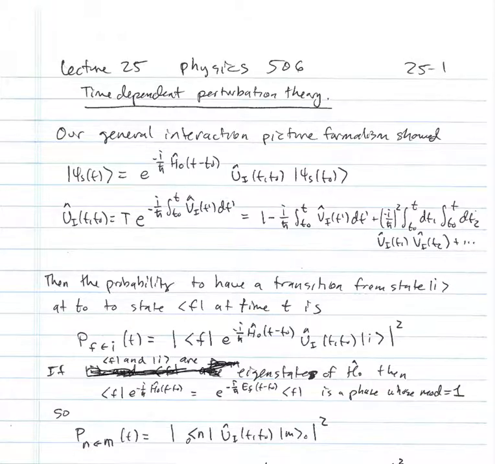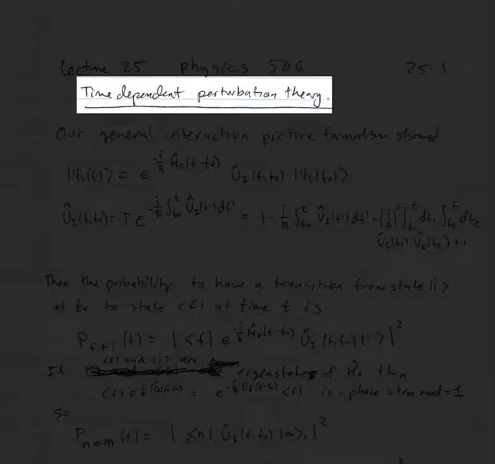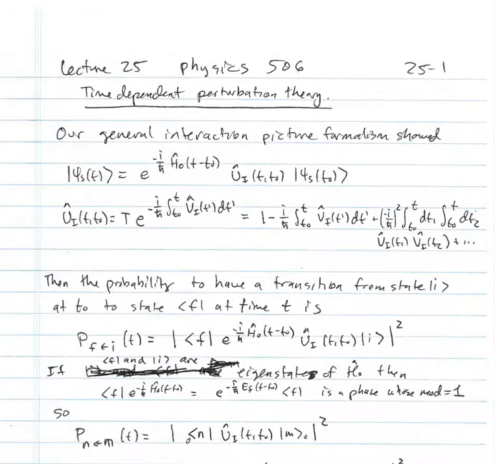Welcome to Lecture 29. Today we're going to be talking about time-dependent perturbation theory. This is one of the most important topics in quantum mechanics because it tells us how states make transitions from one state to another state. And indeed, this is really where quantum mechanics first started.